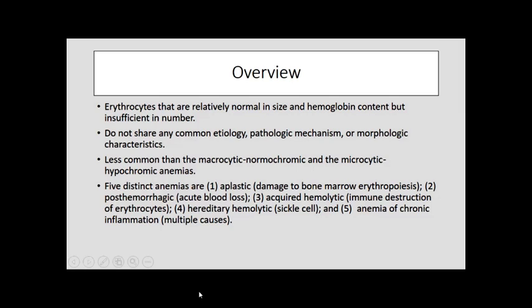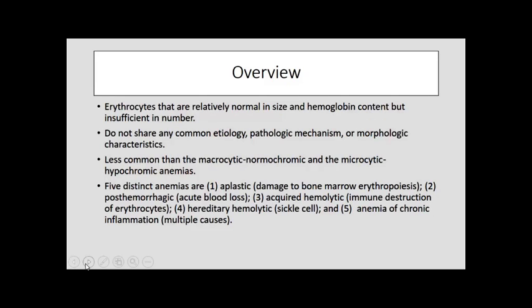Let me stop here for a second, because when you have this type of classification, you have to think, for example, about the type of questions that can be asked during the exams. Notice that you have a division of the anemias in three groups: macrocytic normochromic, microcytic hypochromic, and normocytic normochromic. That can be described by the size of the erythrocytes, by the number, and by the amount of hemoglobin.